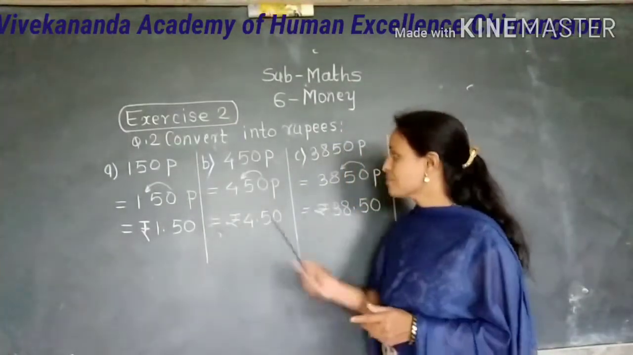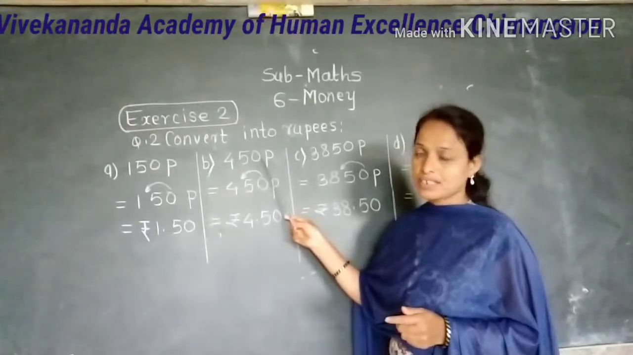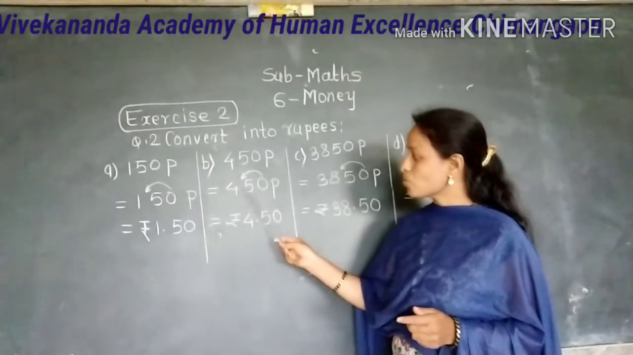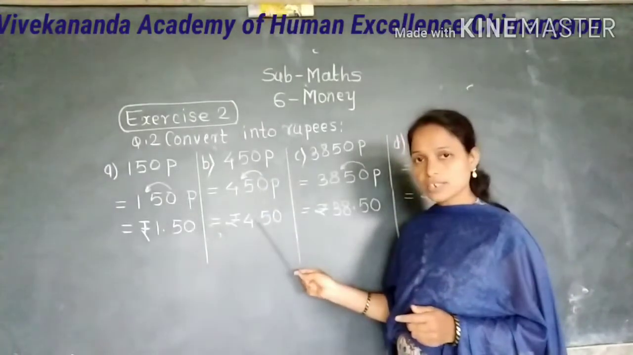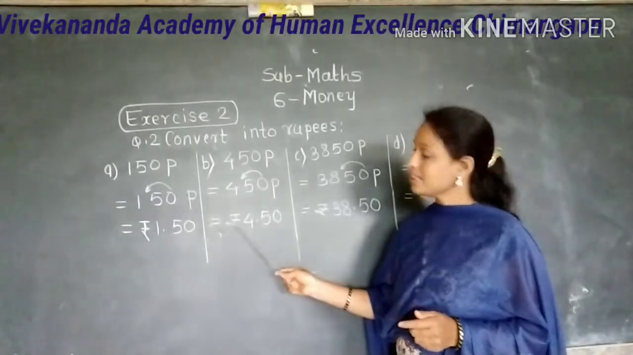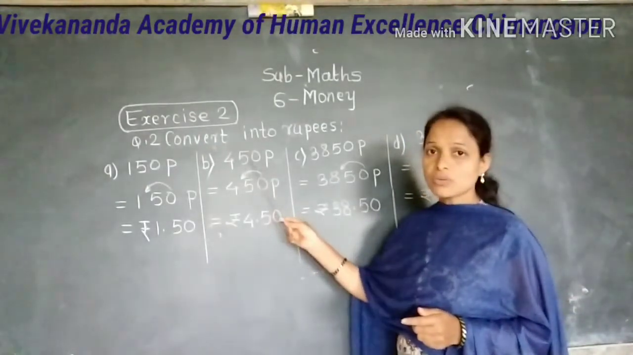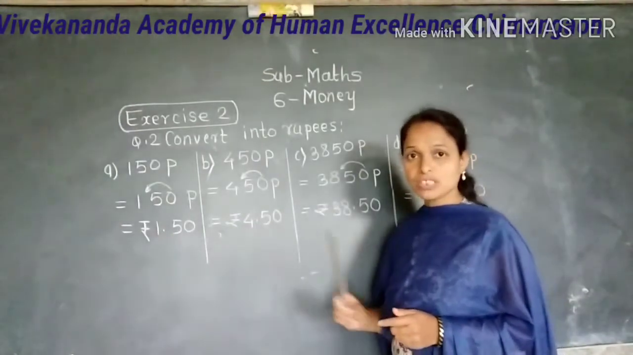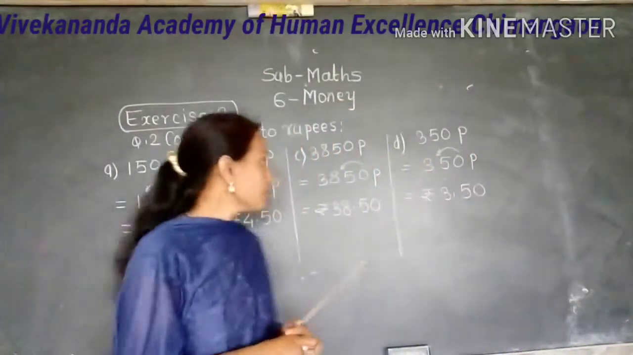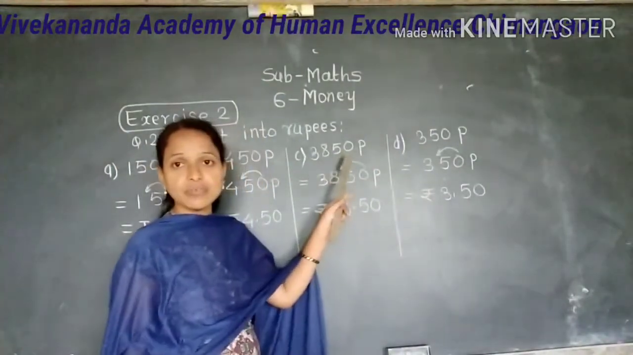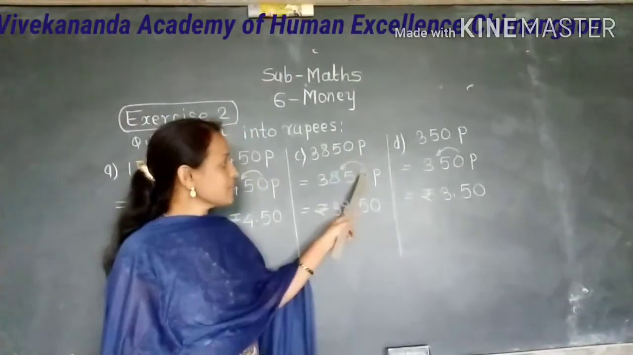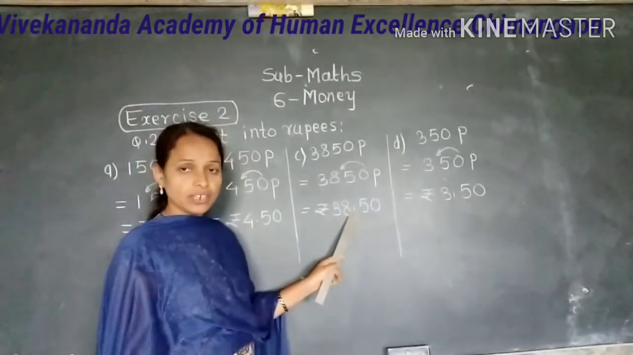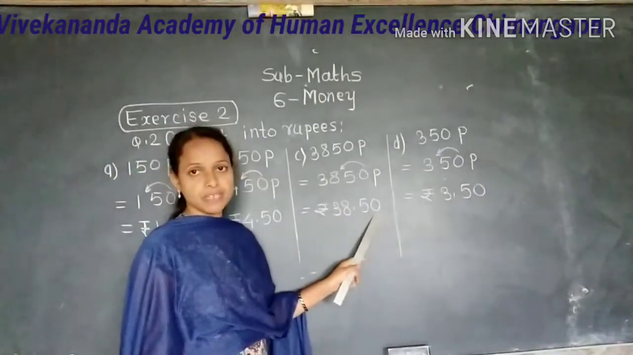Okay. Next example, 450 paise. So here also, from the right, put the dot. Means 1, 2. So we will put the dot here, and the rupees sign here. In this way, 450 paise converted into 4 rupees 50 paise by putting the dot. Third example, 3850 paise. Here also from the right, 1, 2. So we put the dot here. By putting the dot here, we get 38 rupees 50 paise.